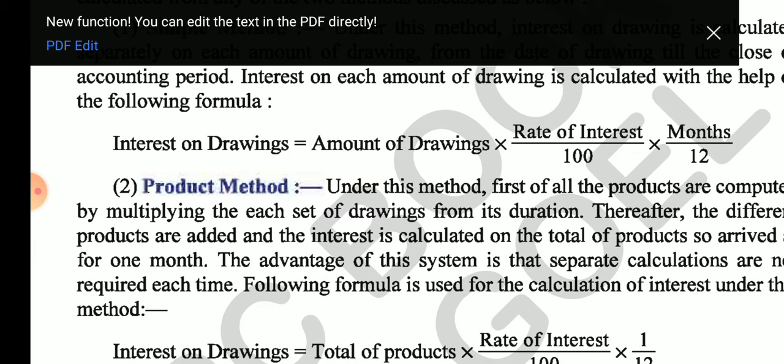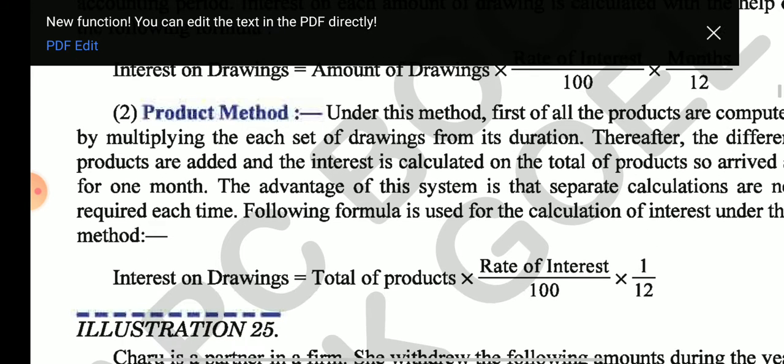Second is the product method. In this method, if the number of drawings is more than one, like 2, 3, 4, on different dates, then we calculate the interest on drawing by this method. The formula of interest on drawing is equal to total of products into rate of interest upon 100 into 1 upon 12. In this method, we take all amounts multiplied by months and then calculate for 1 month of interest.